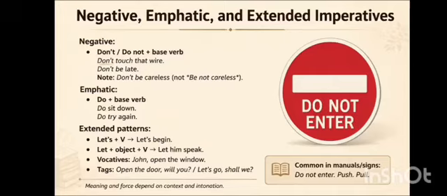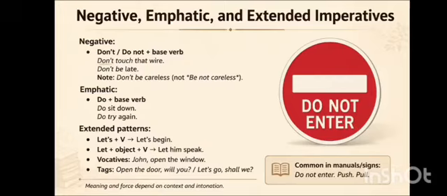Now, to create a negative imperative, telling someone not to do something, you use don't or do not followed by the base verb. It's easy, right? For example, don't touch that wire. Don't be late. An important point here is that for the verb be, the standard negative is don't be. Yes? For example, don't be careless, rather than older or non-standard forms like be not careless. Okay? Don't use this. Use don't be careless.